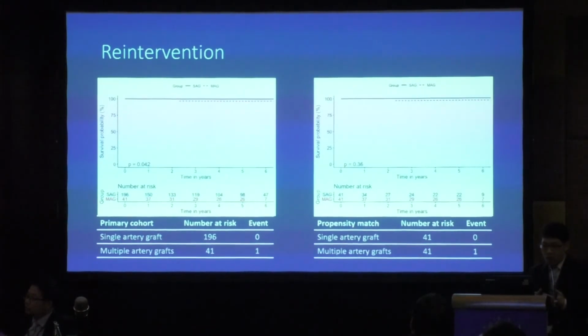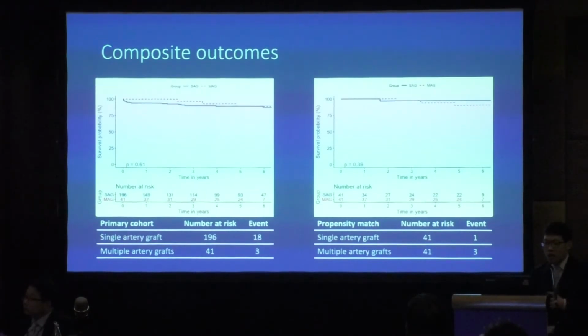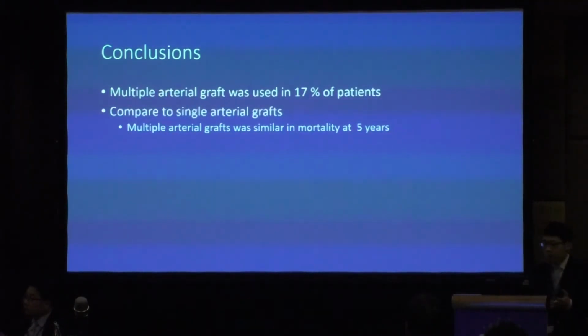Reintervention was different at 5 years in the multiple arterial graft group of the primary cohort, but the event was only one, and after matching it was no longer significant. Also, the composite outcome was not different at 5 years. In summary, multiple arterial conduit is underutilized in clinical practice. Compared to single arterial graft, multiple arterial graft was similar in mortality at 5 years.